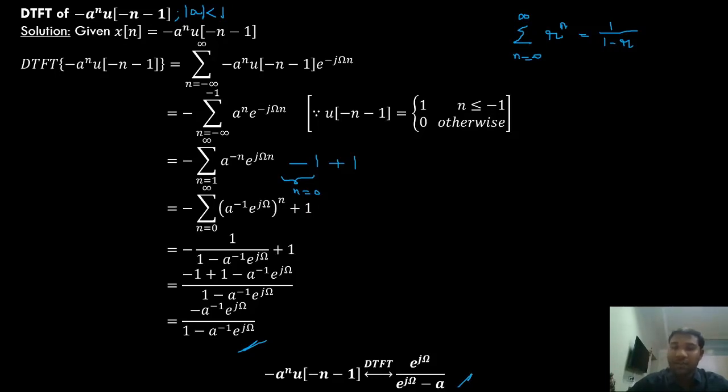If you are asked to find the magnitude spectrum and phase spectrum, you need to find the real parts and the imaginary parts separately. You need to separate the real and imaginary parts from this expression and then find the magnitude spectrum. Magnitude spectrum is square root of real part square plus imaginary part square. And similarly, phase is tan inverse of imaginary part by real part.